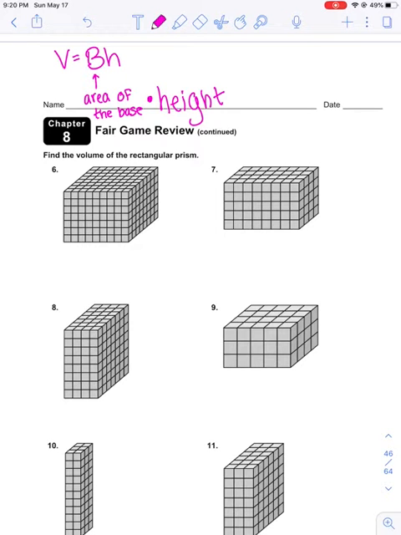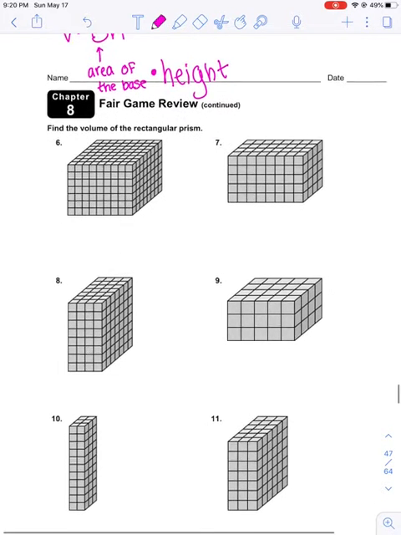Hey there, so we are going to be looking at volume today. A lot of people like volume better than surface area. It is a lot quicker to calculate and there's not too much that you have to really think about or keep in mind. So volume is the space inside of a 3D figure.